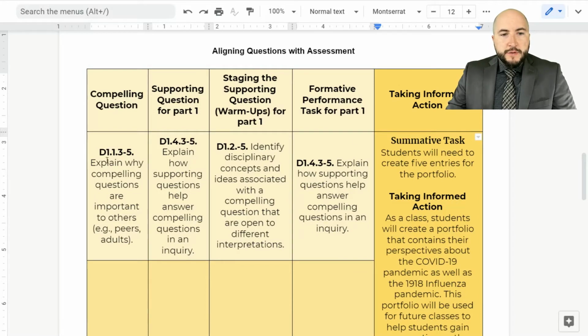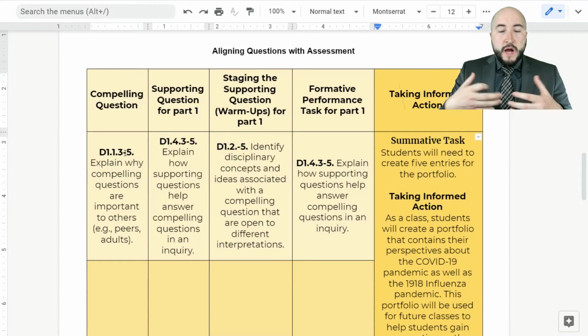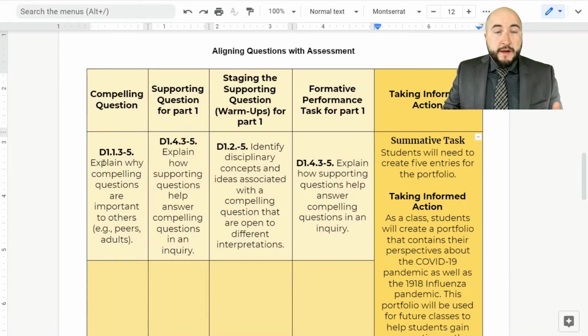And we see here I chose D1.1.3 from the C3 framework, and it says explain why compelling questions are important to others, peers, and adults. We want students to be able to actually understand that just because you ask a question doesn't necessarily mean it deserves to be asked or answered. You need to have a reason why it matters. And I think the best way to do this, especially for young students, third graders and younger, is really to come up with our own compelling questions and model for them. Explain why we chose the question that we did, and to have them even maybe explore why it matters as a way to scaffold them into what it might be like to make their own compelling question and explain why it matters.